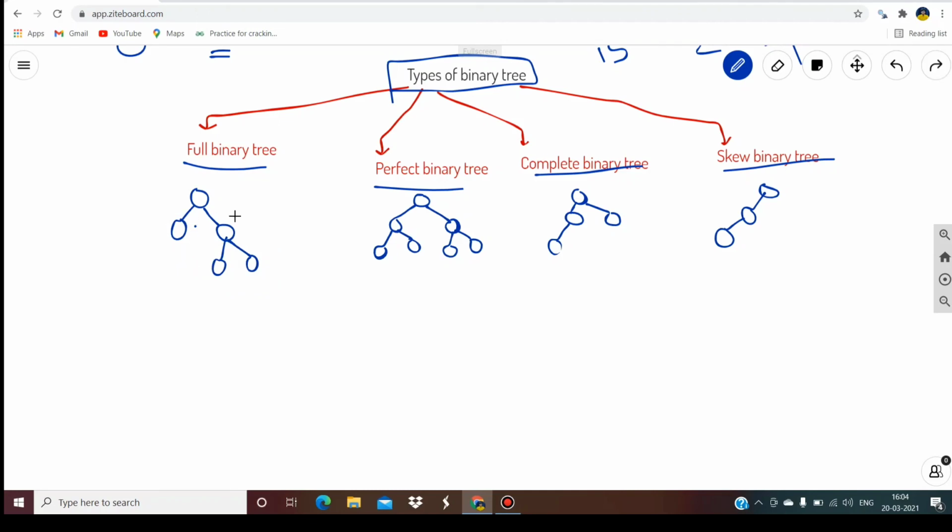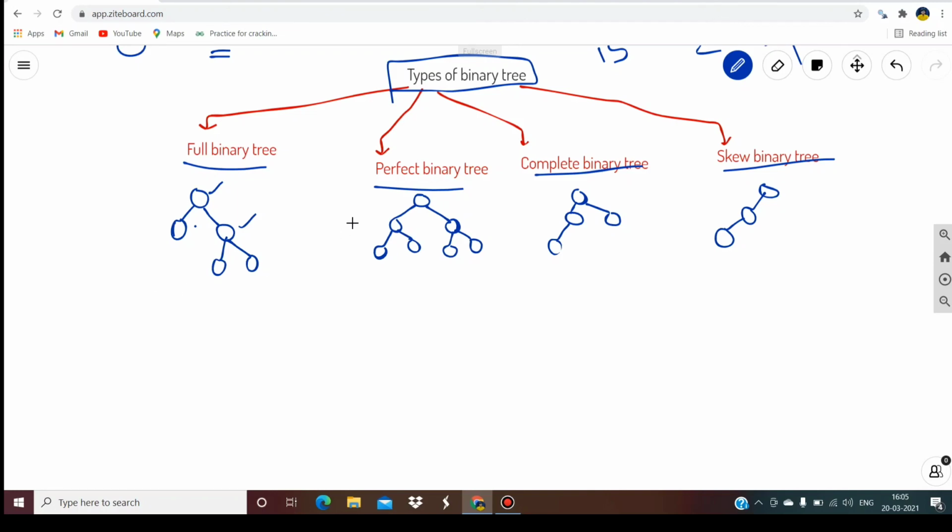Now in case of full binary tree, all the internal nodes will have two children. Suppose we know that these are the leaf nodes. The remaining nodes are internal nodes, and yes, all the internal nodes are having two children. So these are internal nodes, and each must have two children. Basically, the definition of full binary tree is a binary tree where all the internal nodes must have two children.